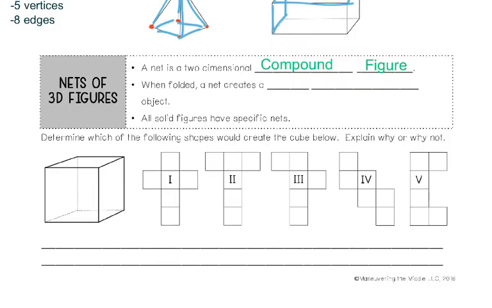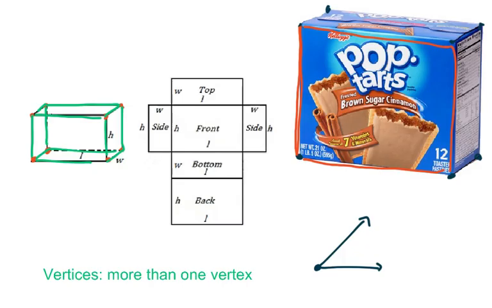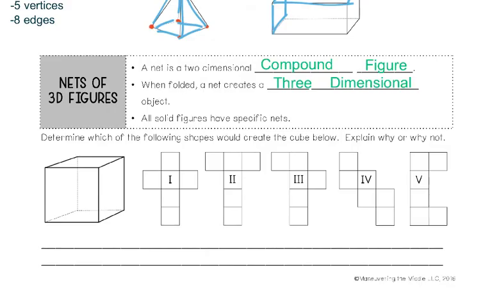When you do that, it makes a 2-dimensional compound figure or composite figure, which is just a shape that's made up of other shapes. So if you look here, when we lay it out, we have a Pop-Tart box, and we've made it 2-dimensional, basically. It's made up of all these rectangles of different lengths and widths. That's what the L and the W stand for. When you take a net and fold it back up, it creates a 3-dimensional object.